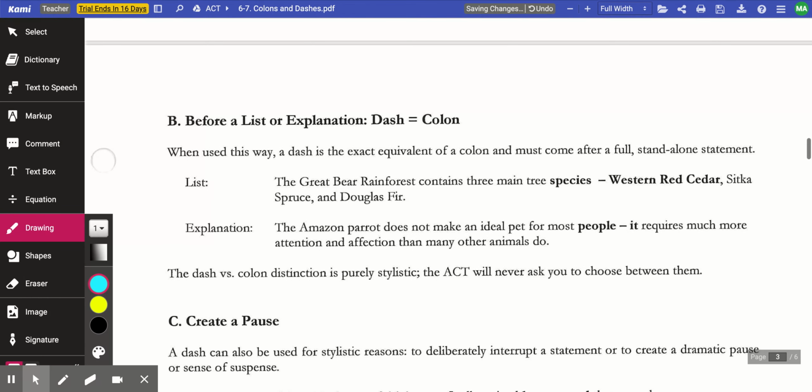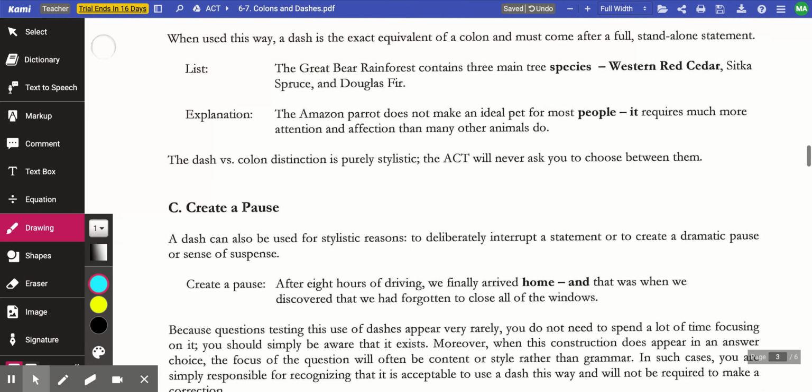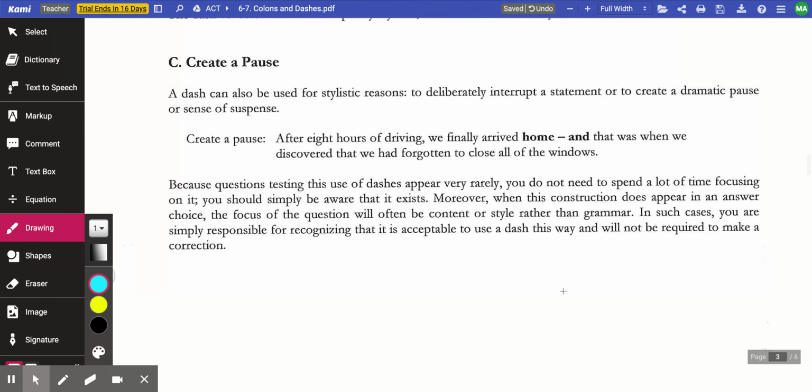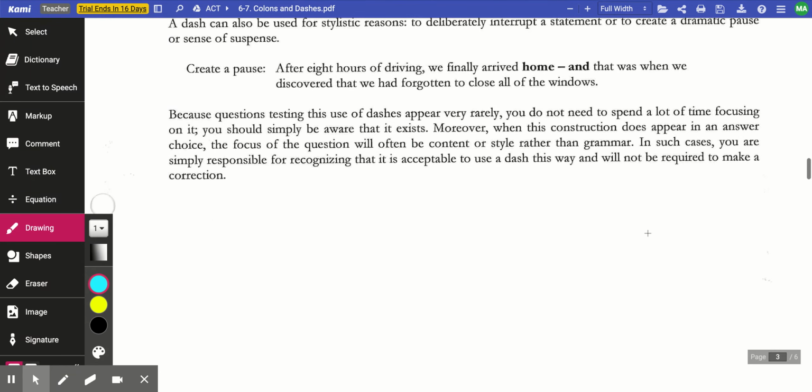And then I'm not going to talk about the colon usage again because it's the same. The final usage for a dash is very rare. It can create a dramatic pause. So you're not going to do this very often because it's intended to be dramatic and rare. After 8 hours of driving, we finally arrived home. And that was when we discovered that we had forgotten to close all of the windows. So just that dramatic pause.